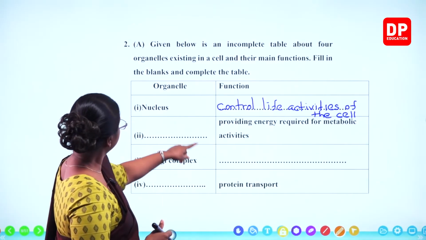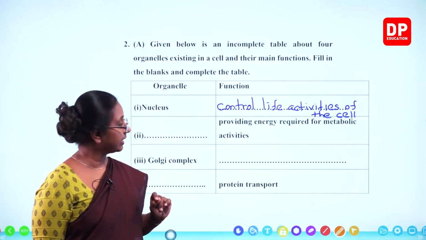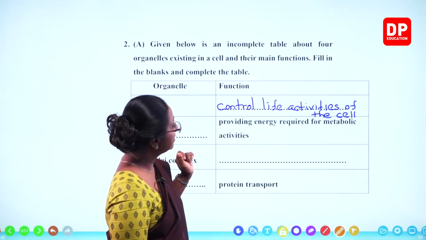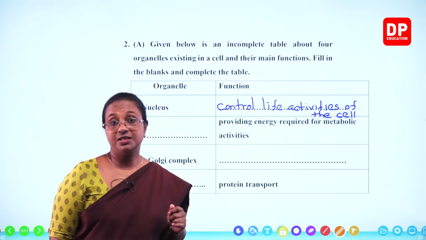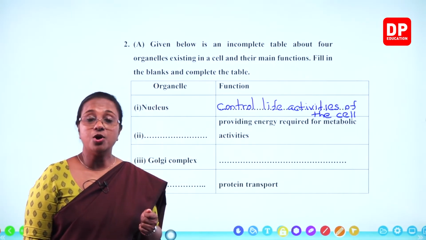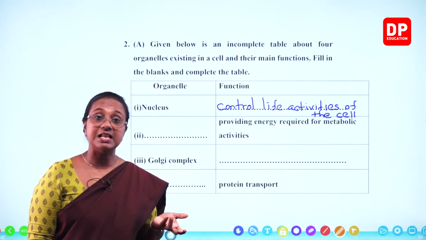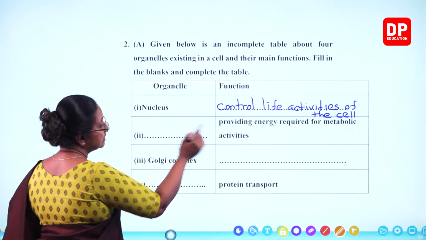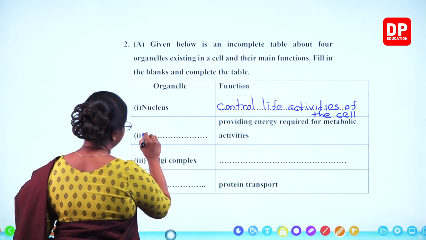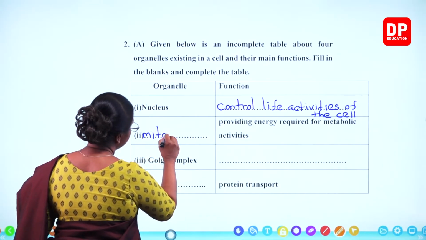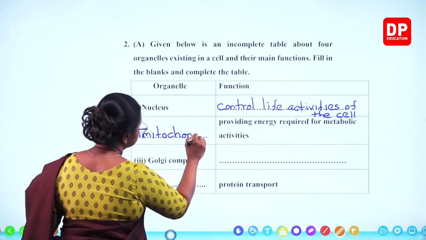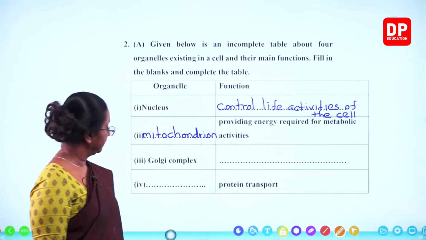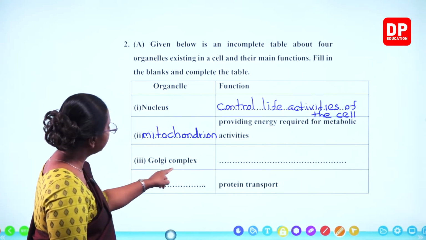Then the next one, they haven't given the organelle. Second one, they have given the function, providing energy required for metabolic activities. So obviously you all know what is the powerhouse of the cell. It is the mitochondrion. So that provides energy required for the metabolic activity. Mitochondrion. Then the third one, Golgi complex.